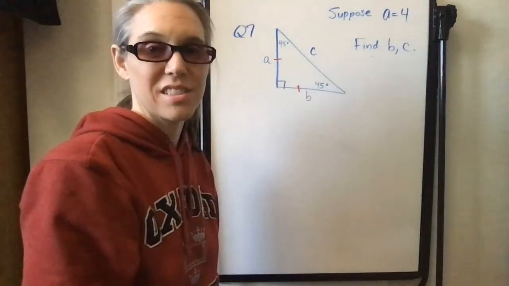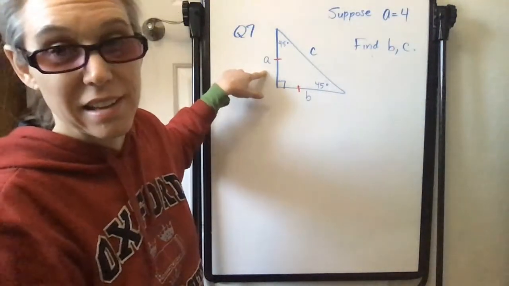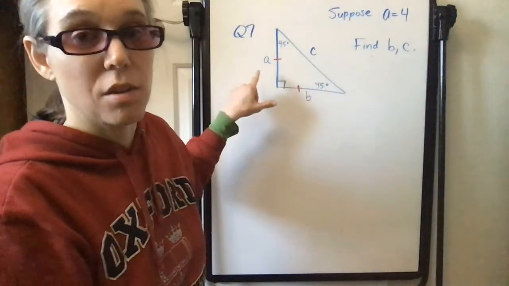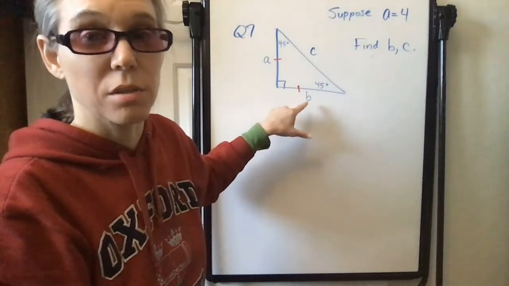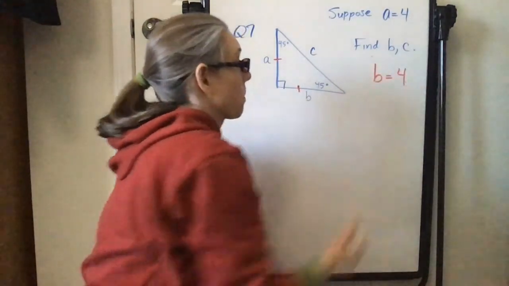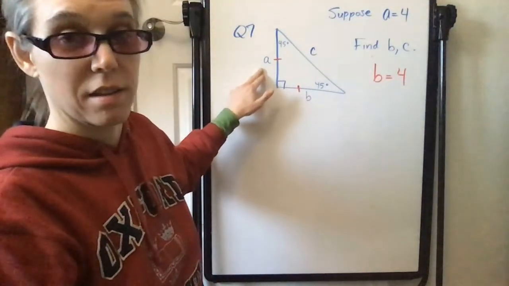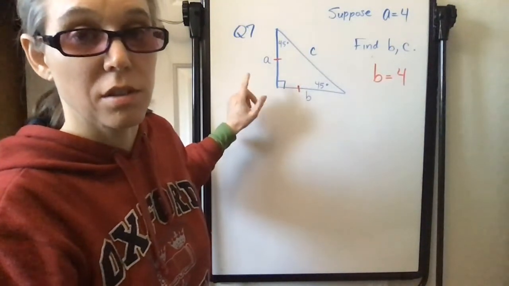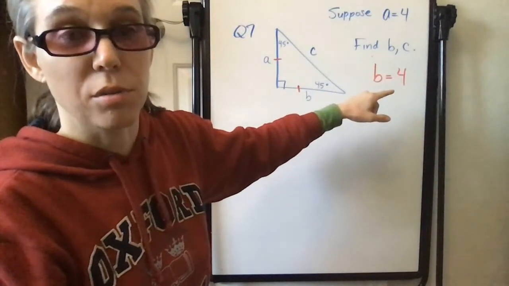Okay, so here is question 7. In question 7, we are told that a leg, A, is equal to 4, and we're supposed to find B and C. So A and B are of course congruent. So right away we can say that B is also equal to 4. What about C? To go from the leg to the hypotenuse, you can multiply by the square root of 2. So from A to C, you simply multiply the leg by the square root of 2.